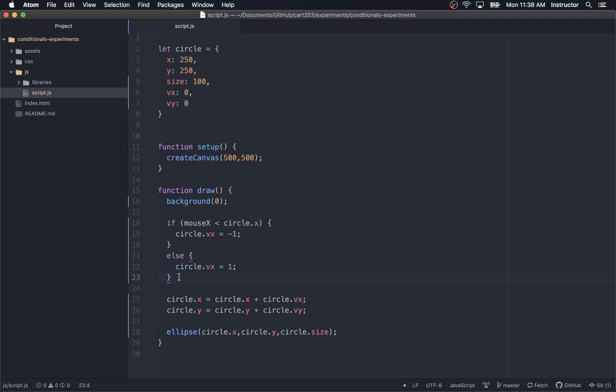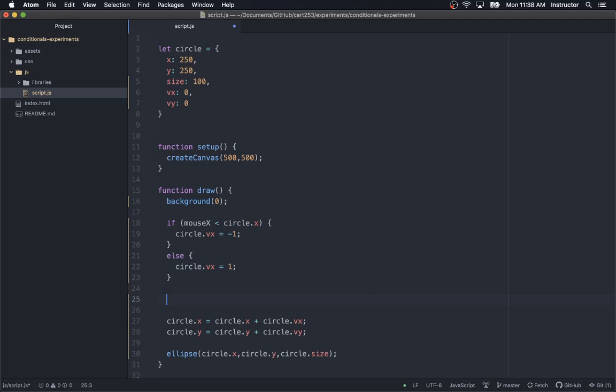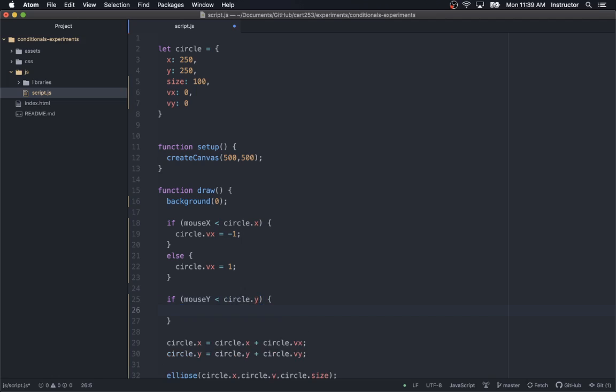We probably would like to do the same thing for the vertical position, for the Y position. So let's say if mouse Y is less than circle.Y, then it must be higher up on the screen, right? If circle Y's pixel value is bigger than the mouse Y pixel value, then it must be higher up, because we know that 0 is at the top of the screen, and the numbers go up as they go downwards. So if it's above it, let's tell it to have, again, a negative Y velocity so that it moves up. And otherwise, the mouse must be below it, because that's the only other place it could be, and we'll give it a positive Y velocity.